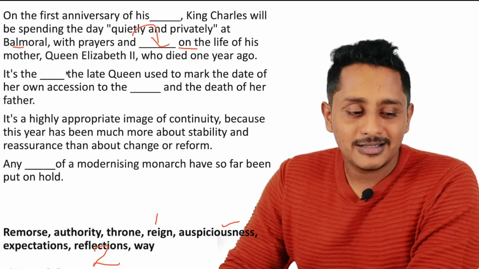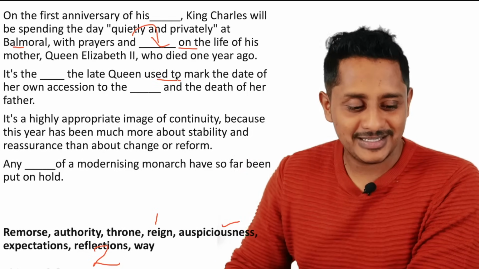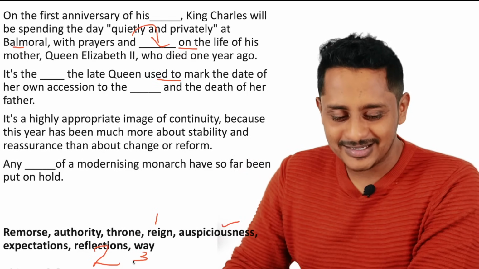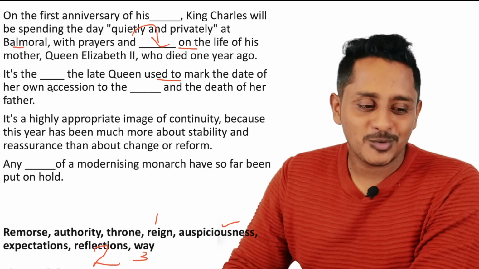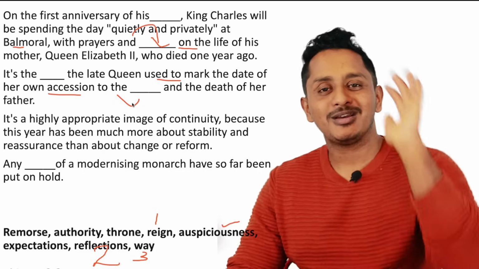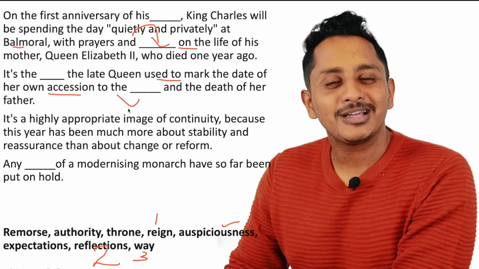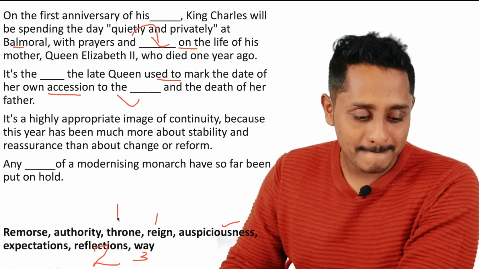It is the dash the queen used to. It is the way we used to do. It is the way, that's also a collocation. It just goes with it. Correct? To mark the date of his own accession to the dash. Accession is to climb up. Accession to the dash, collocation. Accession to your seat, or accession to the throne.